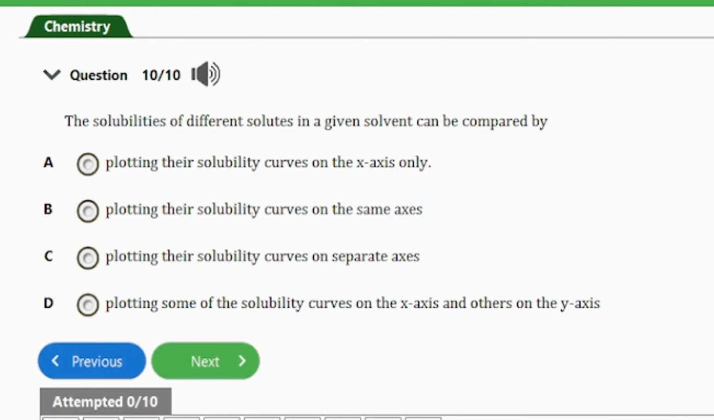Question number 10 says, the solubilities of different solutes in a given solvent can be compared by A. Plotting their solubility curves on the x-axis only, B. Plotting their solubility curves on the same axis, C. Plotting their solubility curves on separate axes, D. Plotting some of the solubility curves on the x-axis and others on the y-axis. So guys, the answer to this question will be option B here, plotting their solubility curves on the same axis.